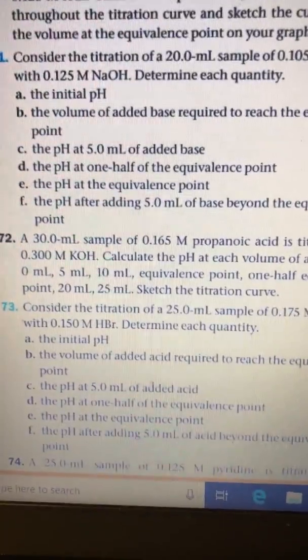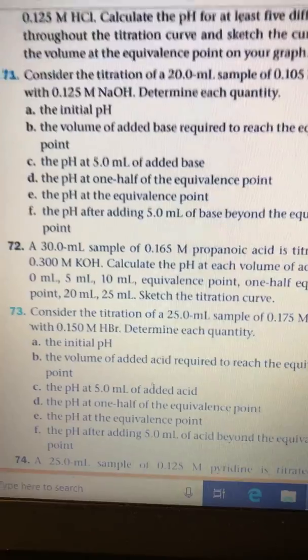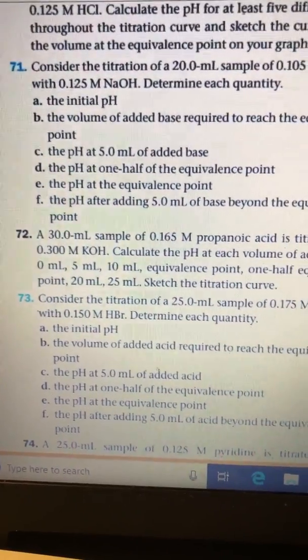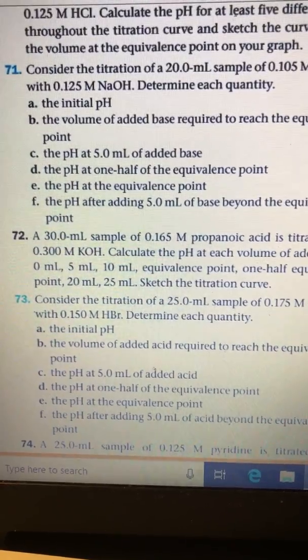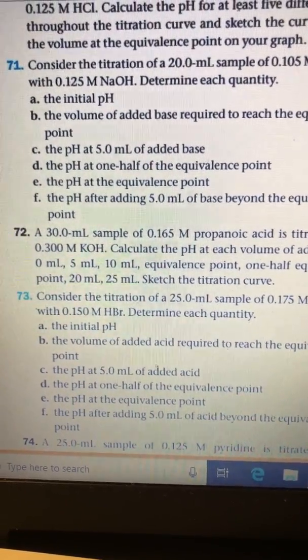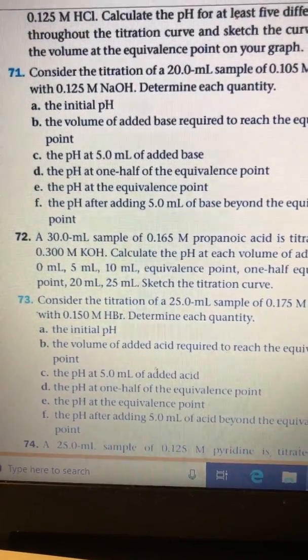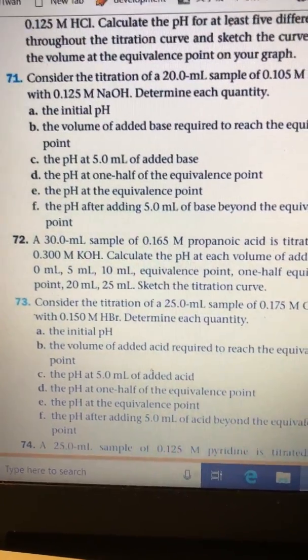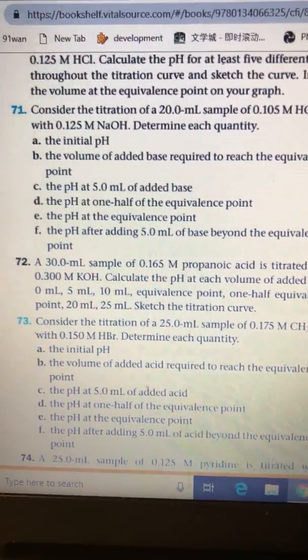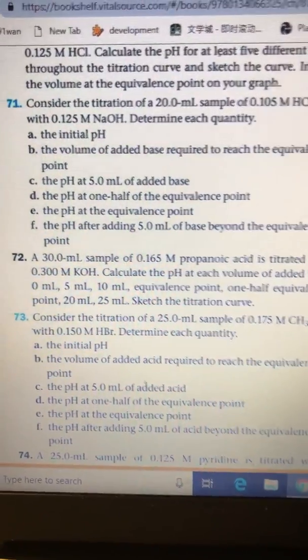Step E, the pH at the equivalence point. Well, this is a very typical type of titration question. You just need to know everything. The pH at the equivalence point, what is the solution at the equivalence point? At the equivalence point, all the weak acid has been converted to the conjugate base.